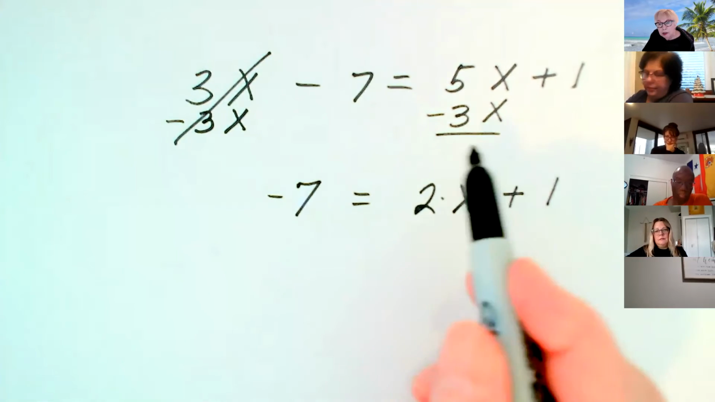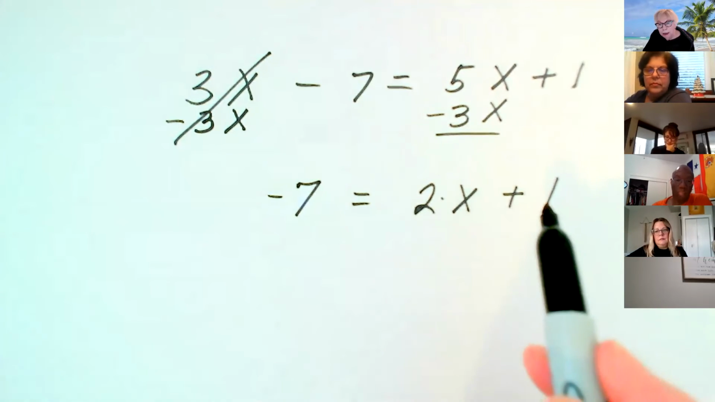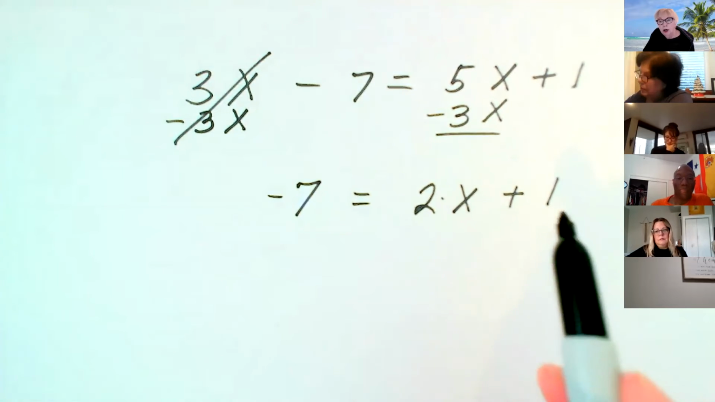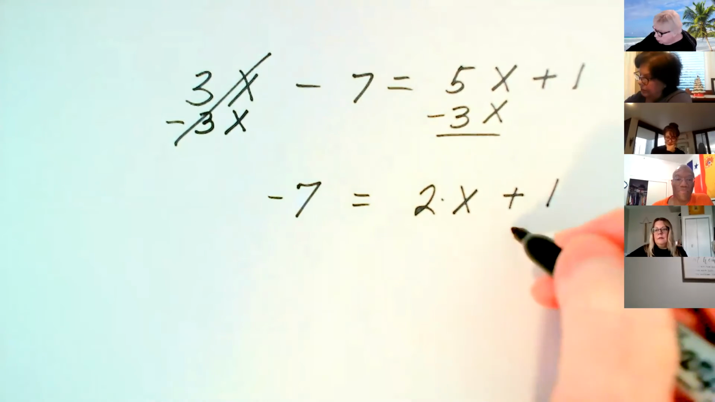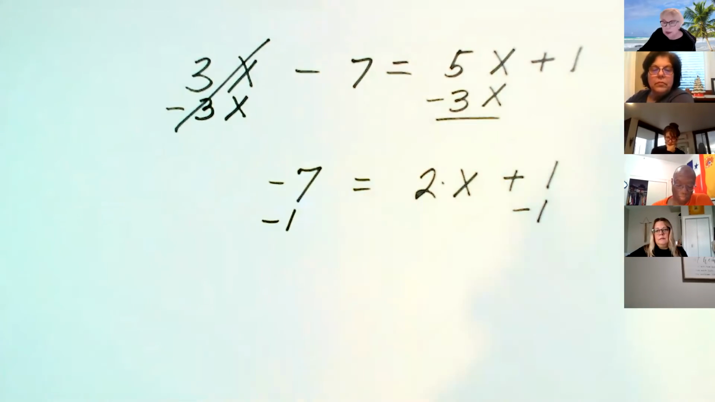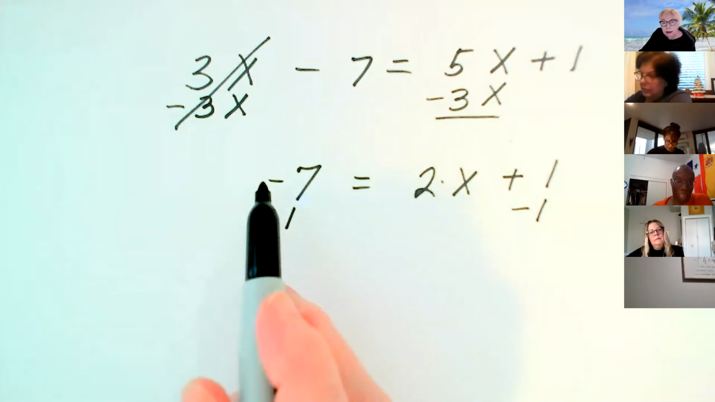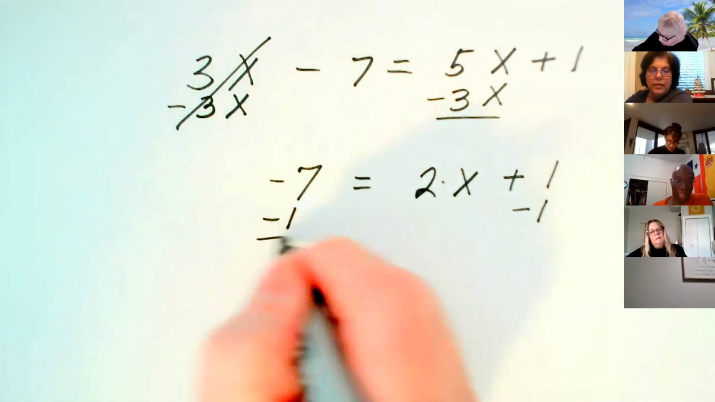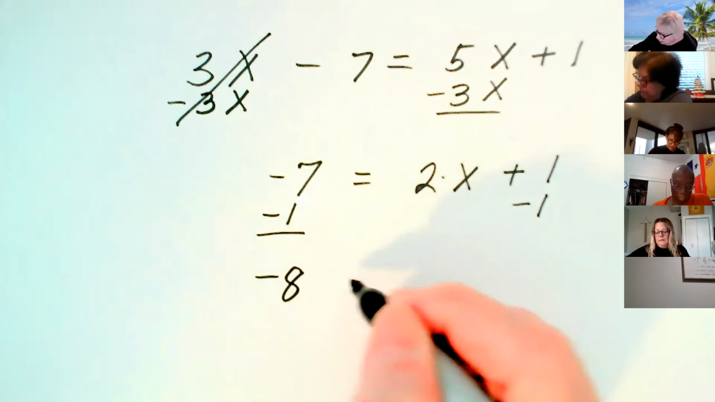So now my focus is over on this side. I've got the 2 and the 1. That's the 2-step problem. Which one goes first? The 1. It's a +1, so I would then subtract 1, or -1, however you want to say it. -7, -1. How much? -8. -8 it is, exactly.